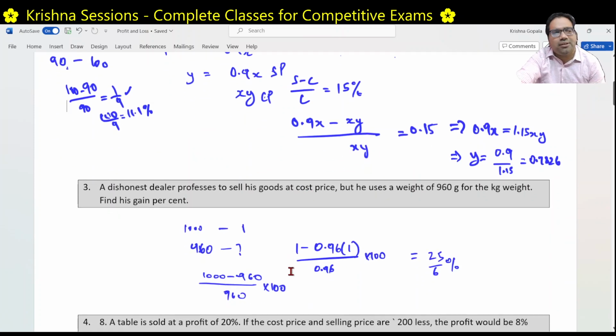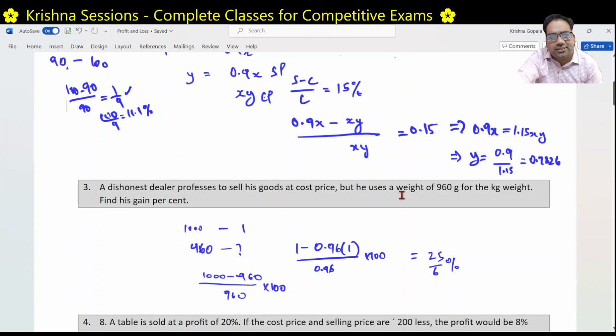Right, next one. Same dishonest dealer case. A dishonest dealer professes to sell his goods at cost price, but he uses a weight of 960 grams for the kg weight. Find his gain percent. Okay. So what is he saying? I'll try to simplify this. He's trying to say 1,000 grams.